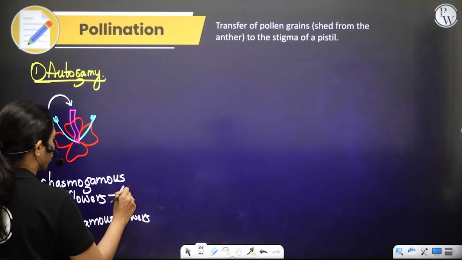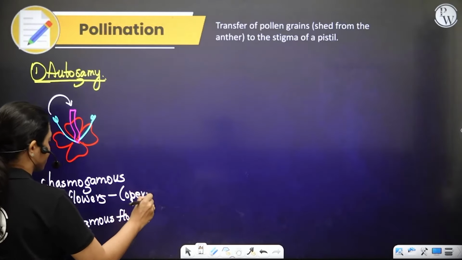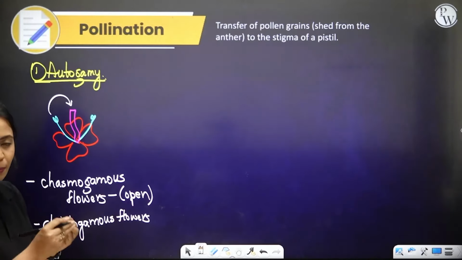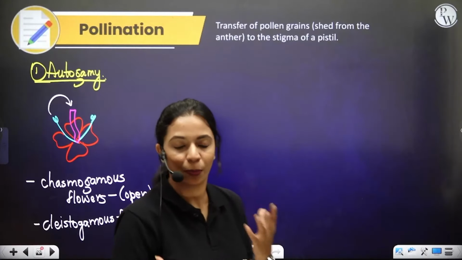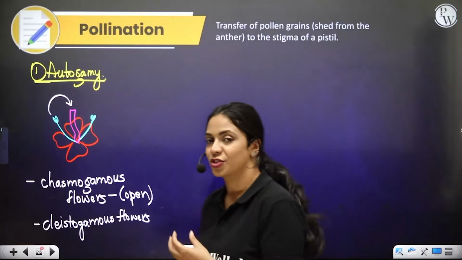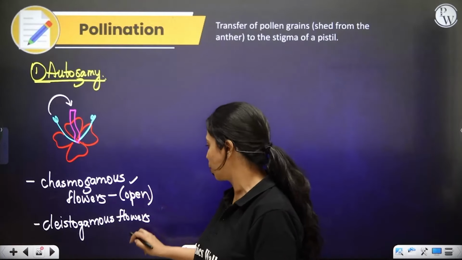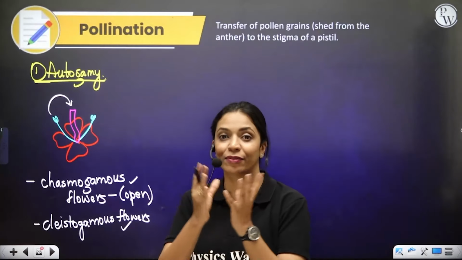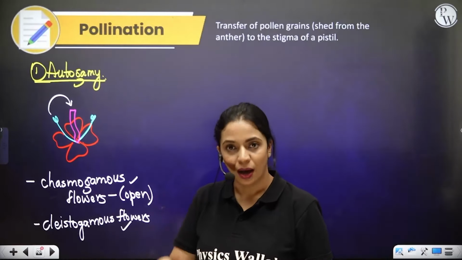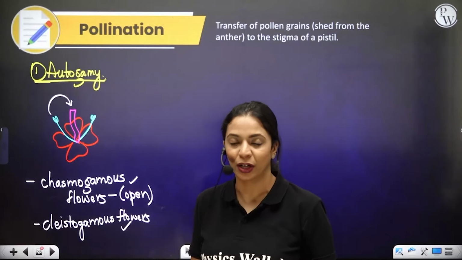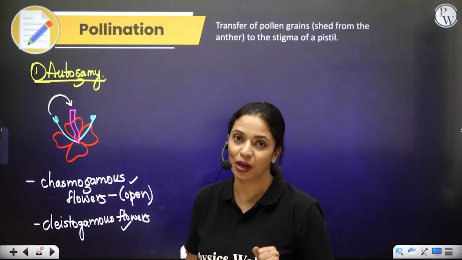Chasmogamous flowers are the normal flowers that are open. After a point, the bud will bloom and the flower will open. In some plants such as Viola and Commelina, you find two different types of flowers. Flowers that are open and flowers that are closed that never open. Usually these are found below the soil. They don't open at all. Such flowers are called cleistogamous flowers.